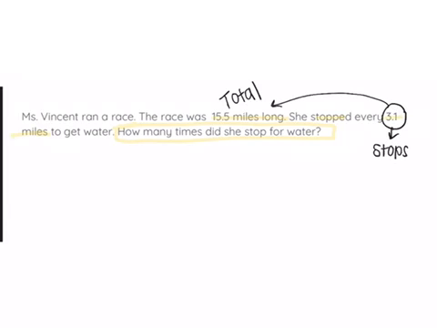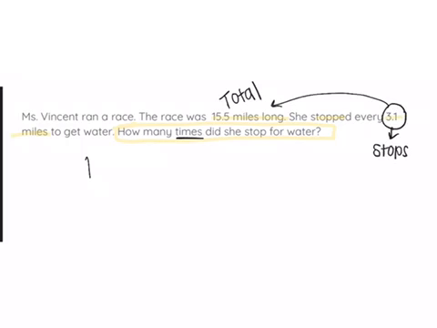So it says, how many times did she stop for water? Now, reading this problem, I'm already thinking this sounds like a division problem. It sounds like I'm going to be splitting up my total race in groups of 3 1/10 miles. And that would be correct, but we have not learned how to divide decimals yet. So instead, I'm going to find a workaround. So I know that division is essentially repeated subtraction.